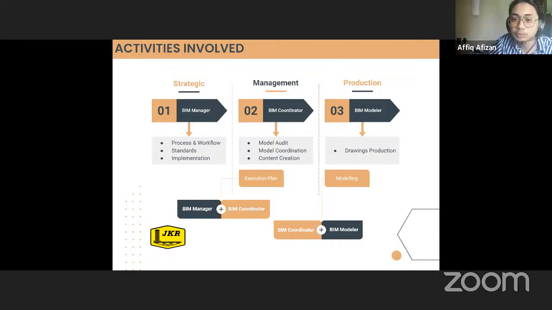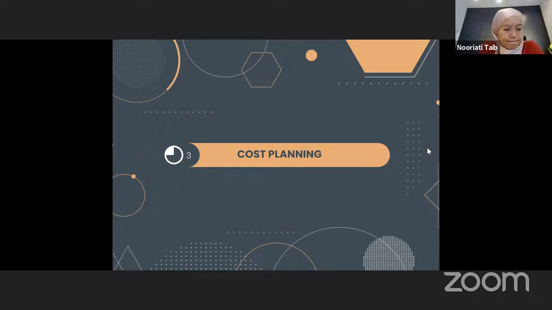And for the management part, which is the activities of model audit, model coordination, content creation, and also the execution plan, being done by BIM manager and with the help of BIM coordinator. And as you can see on the production, the activity which is drawing production and also modeling are being done by BIM modeler and also BIM coordinator. Then I give to my next presenter.